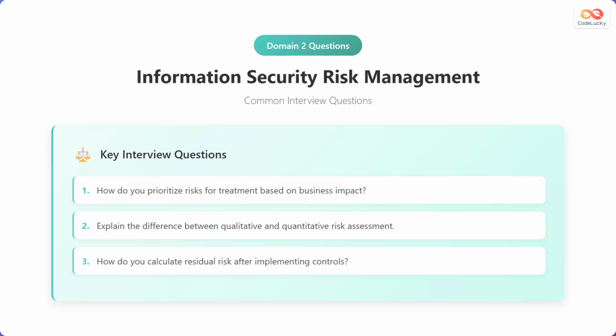Risk management interview questions focus on your analytical skills and ability to make risk-based decisions. The first question asks how you prioritize risks for treatment based on business impact. This requires understanding risk assessment methodologies and the ability to communicate risk in business terms. You should demonstrate knowledge of risk matrices, business impact analysis, and cost-benefit analysis for risk treatment options.